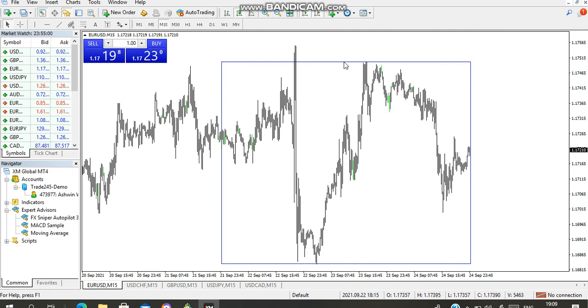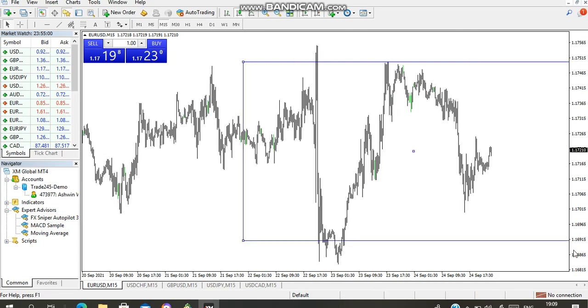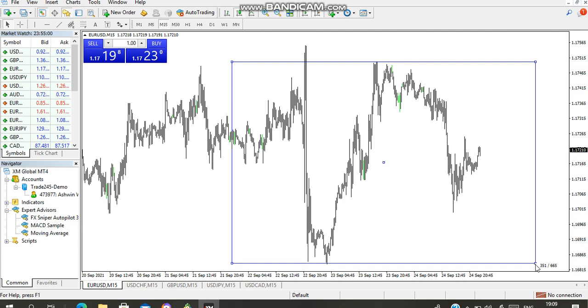When I'm done drawing my rectangle tool, I know that this is my resistance and this is my support. As you can see, this is where the market currently is. I'm just going to draw this a little bit wider, so you can see I have my resistance and I have my support.